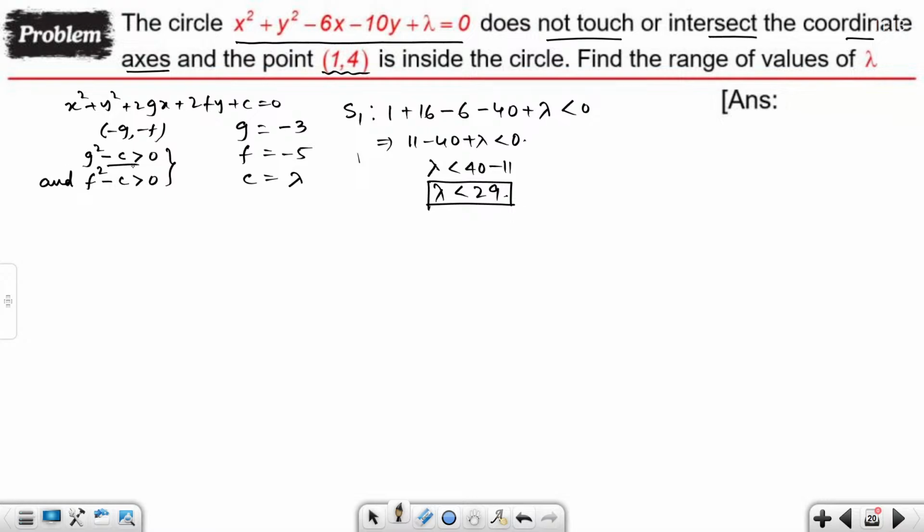Now there are two other conditions. One is 9 minus lambda is greater than 0, which implies lambda is less than 9. And from the second one, we are getting f square, that is 25 minus lambda, greater than 0. So that implies lambda is less than 25. Is it clear? Have I done everything correctly? Please check it. Lambda is less than 9. Lambda is less than 25. Lambda is less than 29. Is it clear? Please check this one.